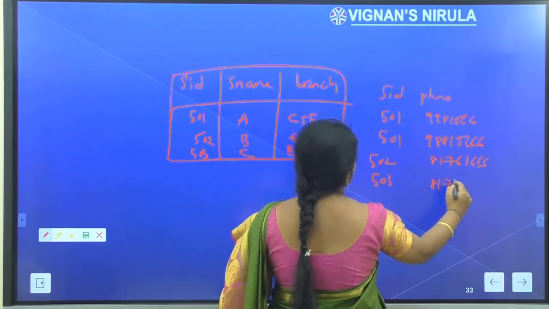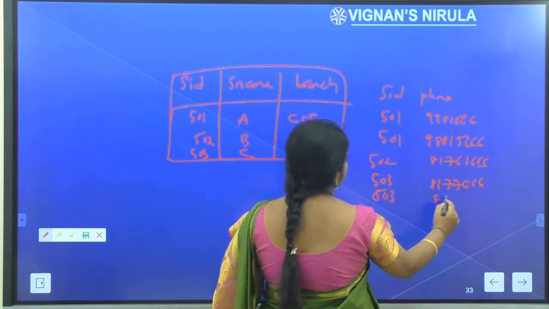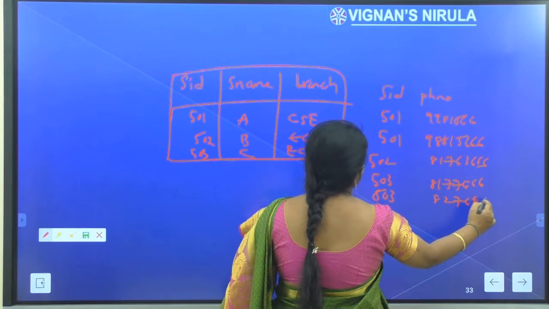Student 503 is having 3 phone numbers, so 503 is repeated 3 times.